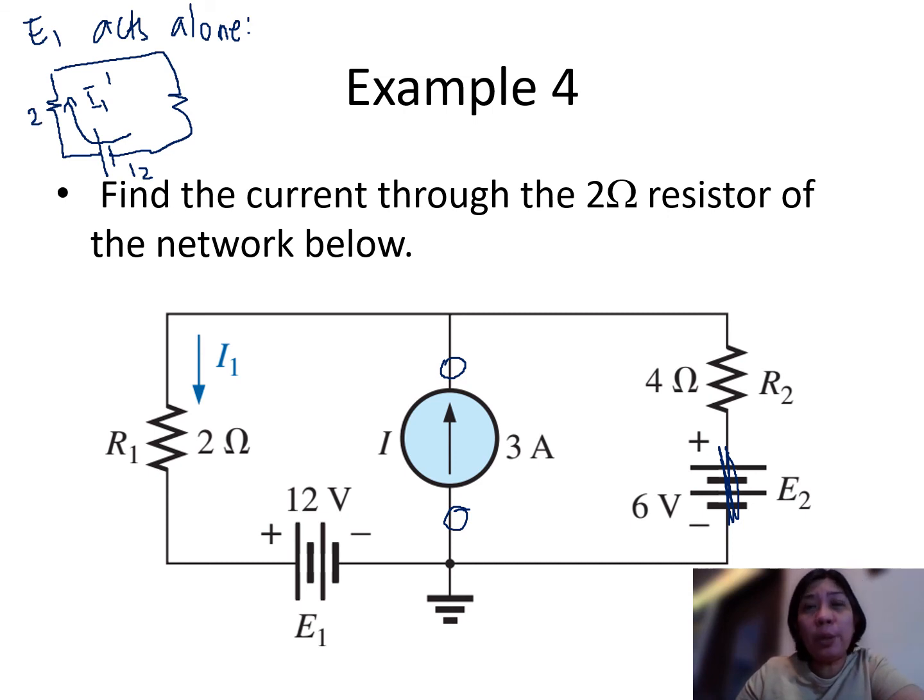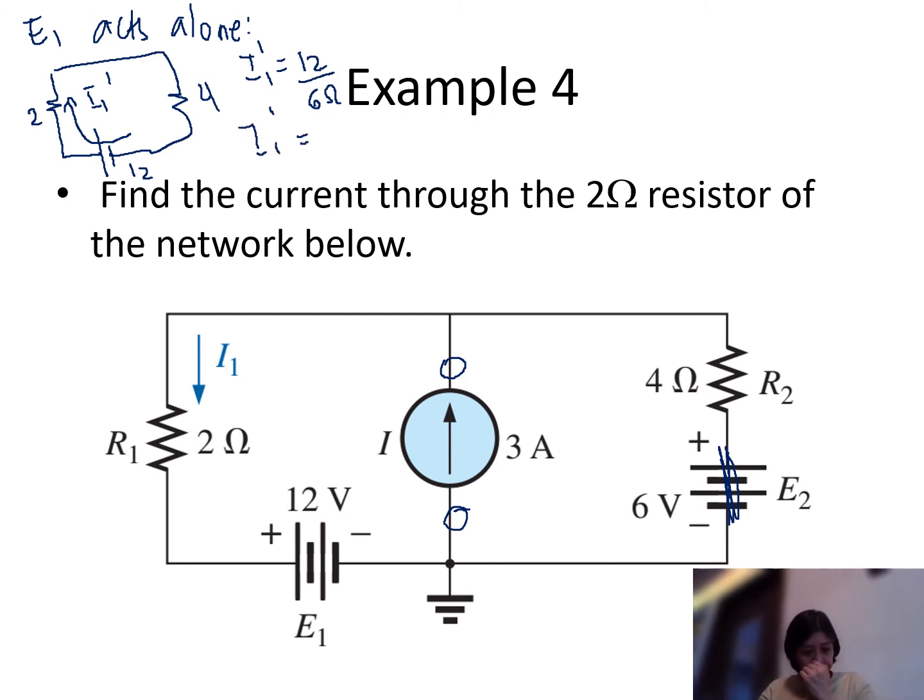How are we going to solve for I1 prime here? It is very simple. This is just a series circuit. So we have 12 volts divided by the total resistance of the circuit, which is 4 plus 2, equivalent to 6 ohms. Therefore, I1 prime here is equal to 2 amperes. That is when your 12 volts acts alone. Now how about when E2 acts alone? Let's write it here.